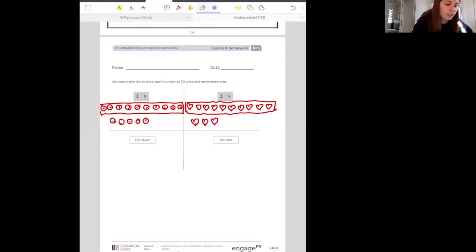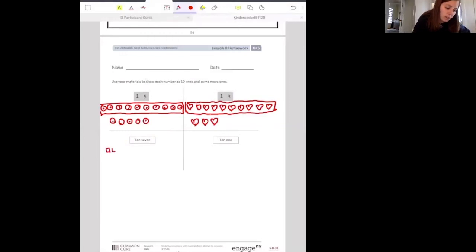Now I want you to look down at the next problem. This time they gave you the words. Yes, your number words are sight words. So you should be practicing those. This one says 10 and 7. Let's think what that looks like. Let's do one group of 10. This time let's use squares.